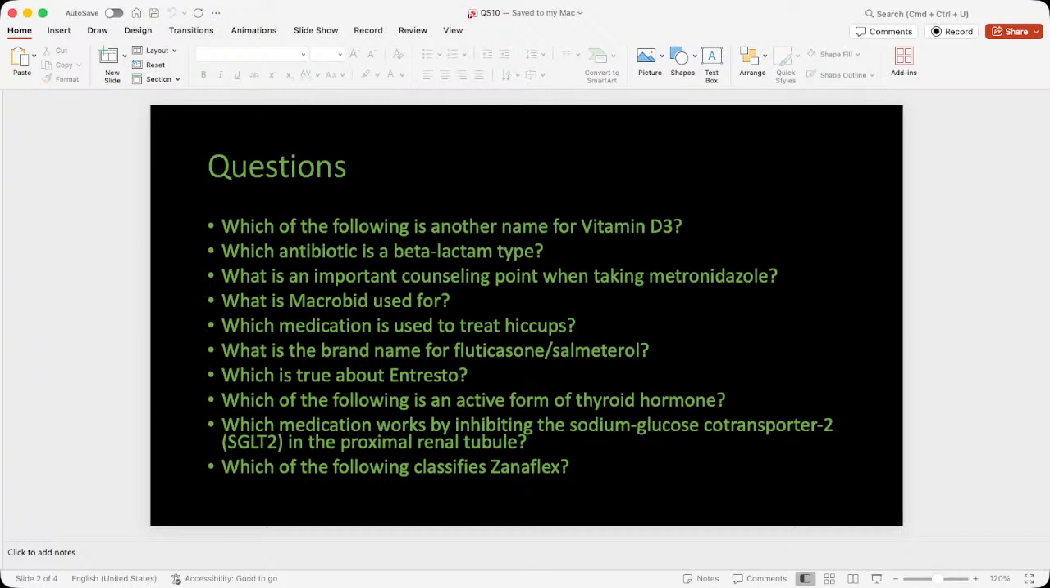Then the last question is, which of the following classifies Xanaflex? This one is another classification, but it's got to be based on pharmacologic mechanism as well. So make sure you understand multiple concepts on this last question, because it might not be just one bullet point on the blueprint. They could pull a question that fits into two or three different bullet points. So this question kind of goes both ways.